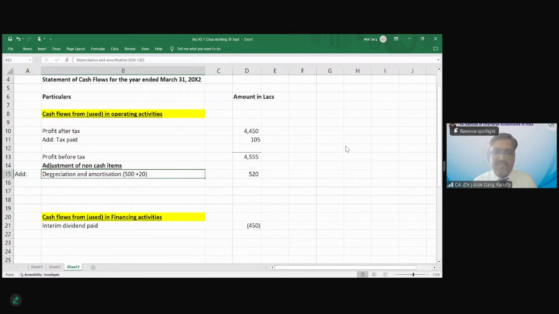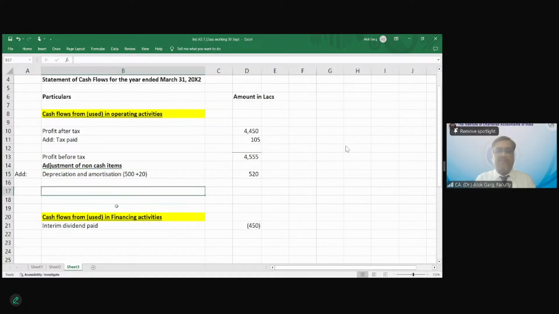Then the next line item which is given: during the year ended 31st March 20x2, two machineries were sold for 70 lakhs. The carrying amount of these machineries is 60 lakhs. So there is a gain on the sale of property, plant and equipment. This 10 lakh rupee gain is there in the statement of profit and loss, coming in the profit before tax. Is it an operating item? No, it is an investing item.